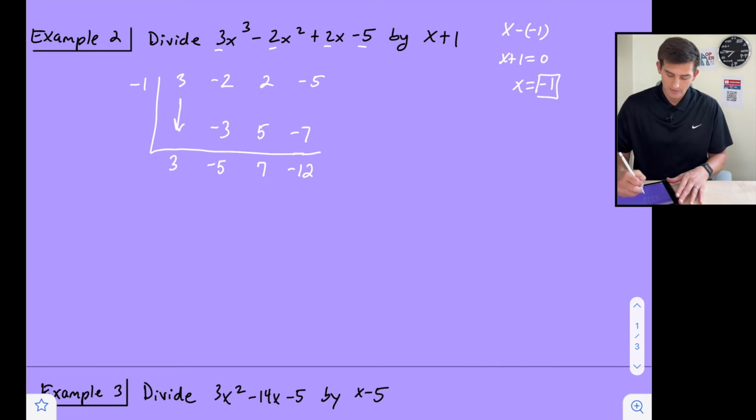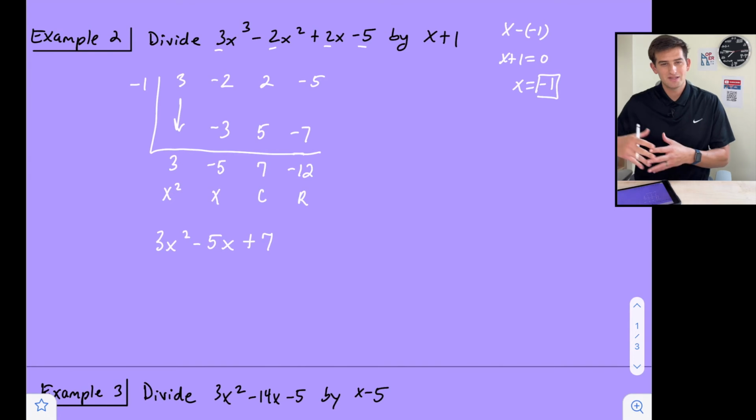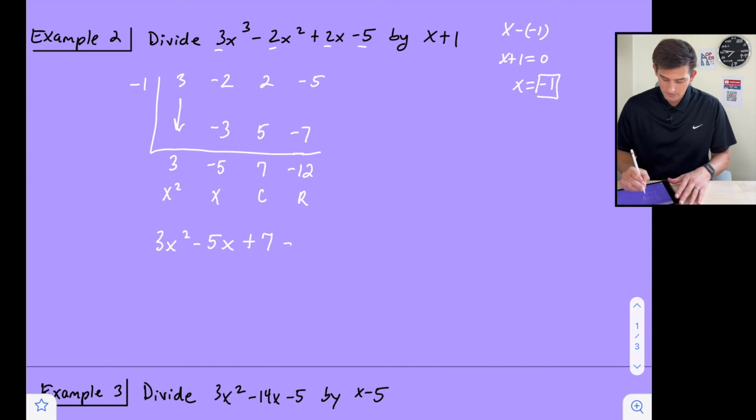Now we work backwards. We say this is my remainder, this is my constant, my linear, and my quadratic. So now we can write our quotient out. So we have 3x squared minus 5x plus 7. And now instead of writing plus negative, we can just write minus here. So minus, and draw my division there. And so we have 12, and then over x plus 1.